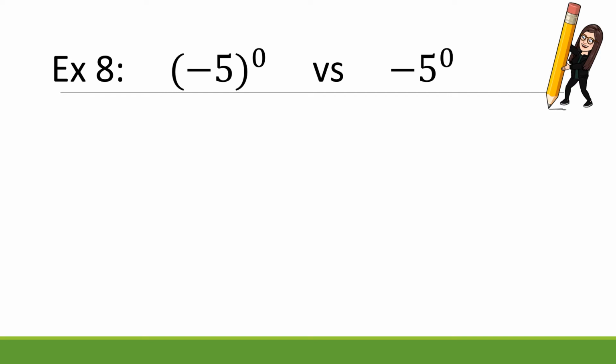So let's stress that in your notes here. Example 8, we tried to show you how do they look different. So negative 5 to the 0 power is 1 versus the negative 5 not being included, which means I get negative 1. Okay, that's how they're going to look different.